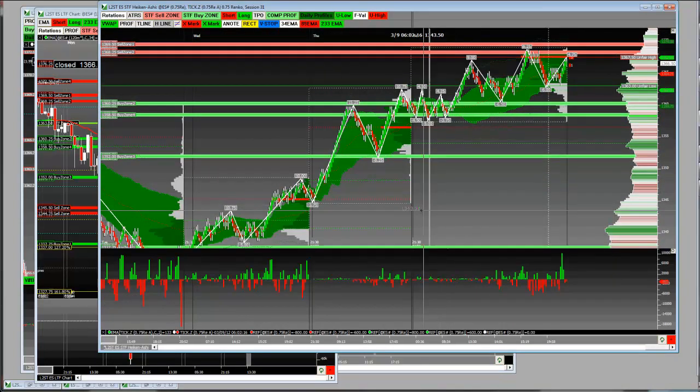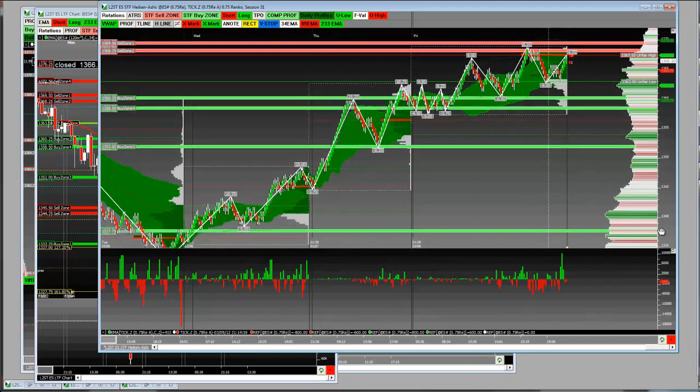I can go back in the prior days, have a look. Okay, 8 point swing down, 10 point swing down, 10 point swing up, 10 point swing up, 5 point swing down, 10 point swing up. Now these are bigger swings.